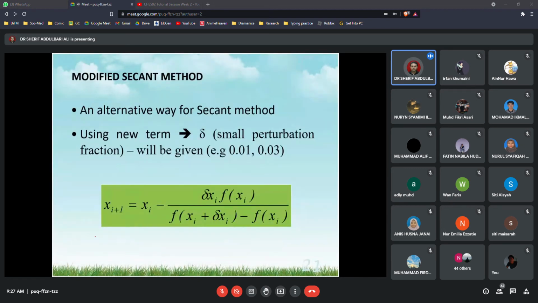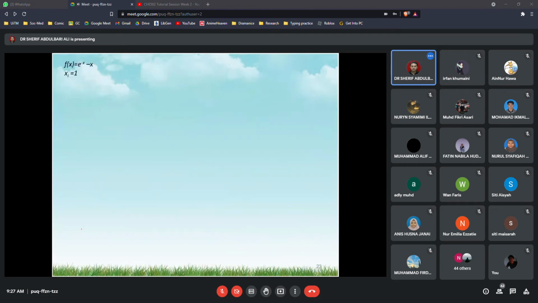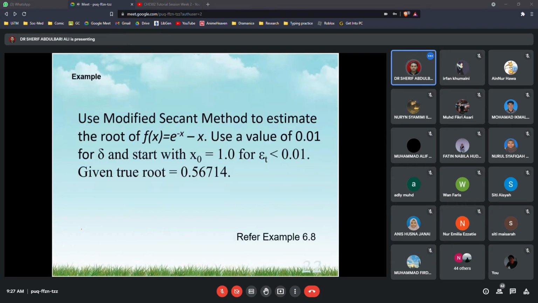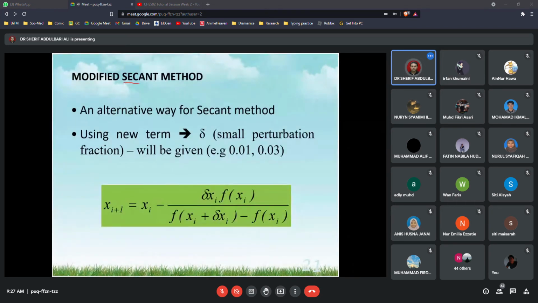Okay, so let's move to the last part of today. This is not a new method actually. This is just the secant method, but modified to make it more efficient. So this is an alternative way of doing the secant method.